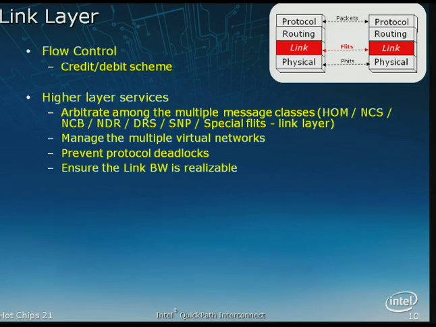And lastly, but I also think probably most importantly, the link layer's job is to make sure that that 6.4 gigatransfers per second, I can make that into 100% realizable bandwidth. So it's not important for me to go really fast, but basically to utilize the bandwidth I'm given.